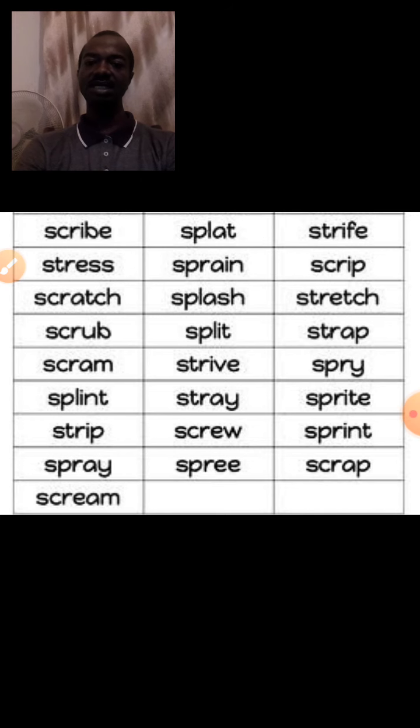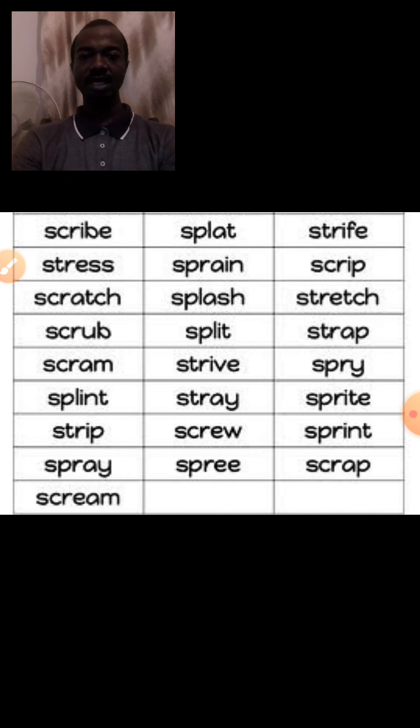Second is S, T, and R, stress. Third is S, C, and R, scratch. Then scrub. The fourth is cram. The fifth is splint. The sixth here is strip. Then you have spray, then scream, then splat, then sprain.